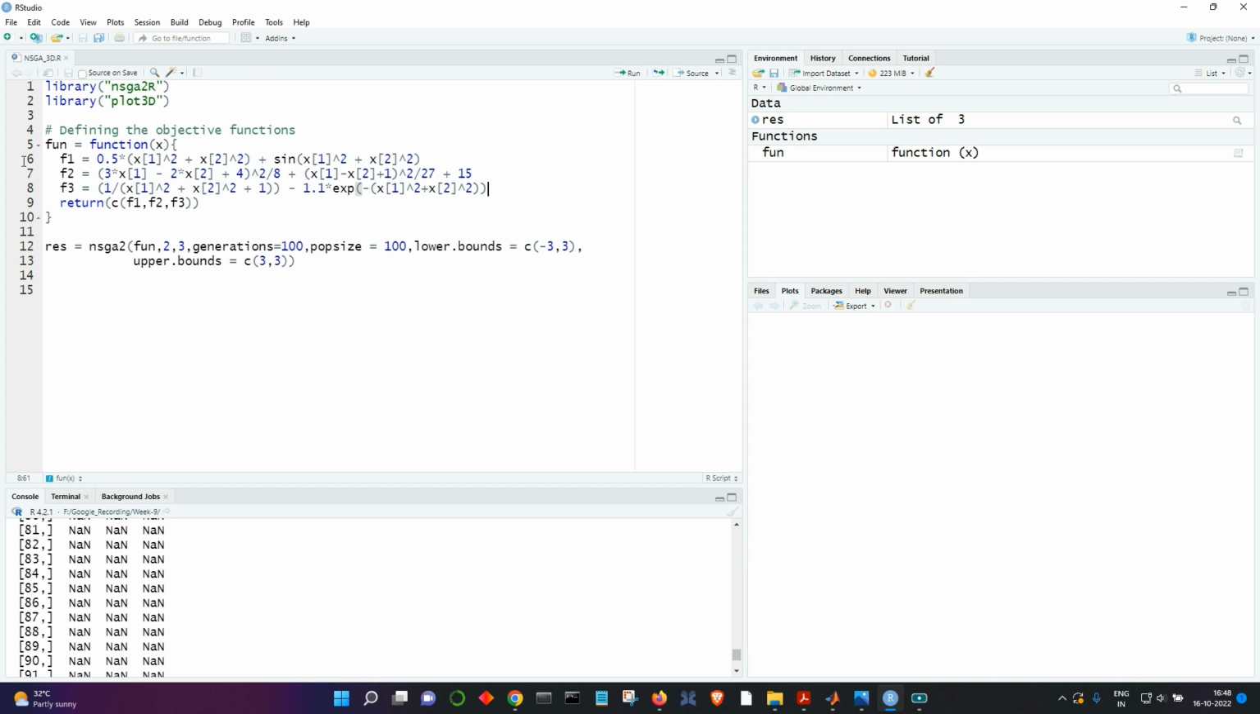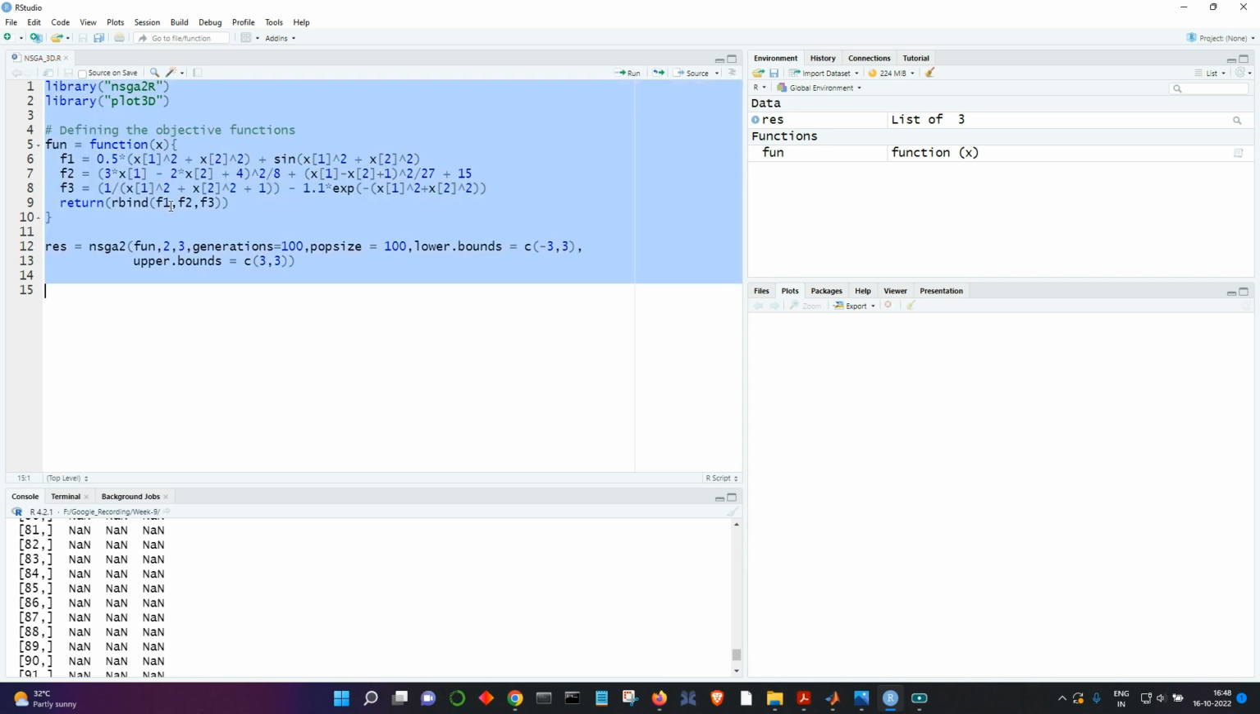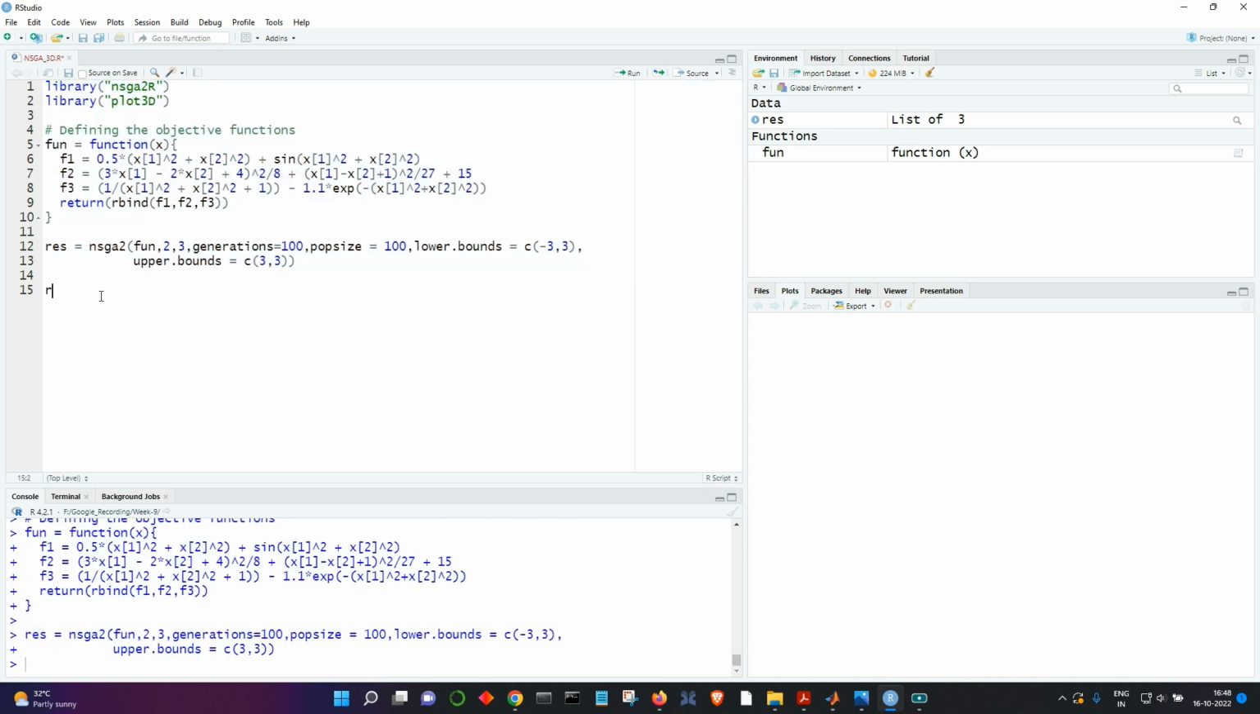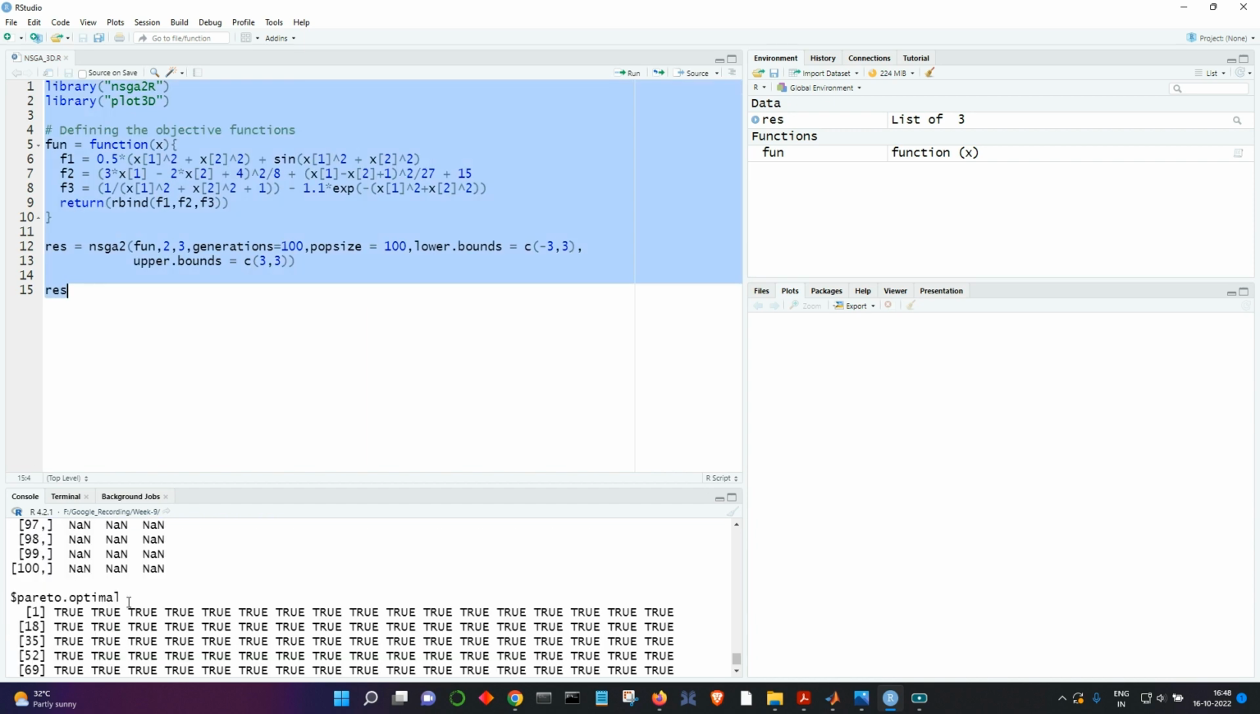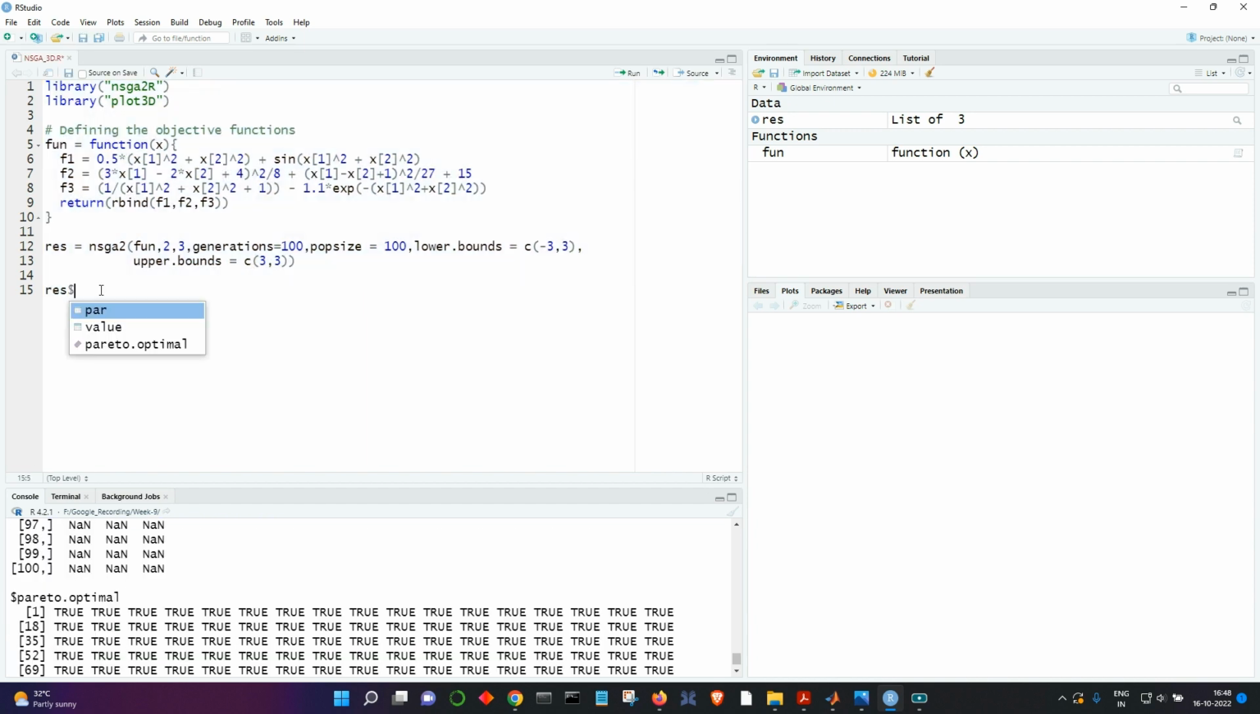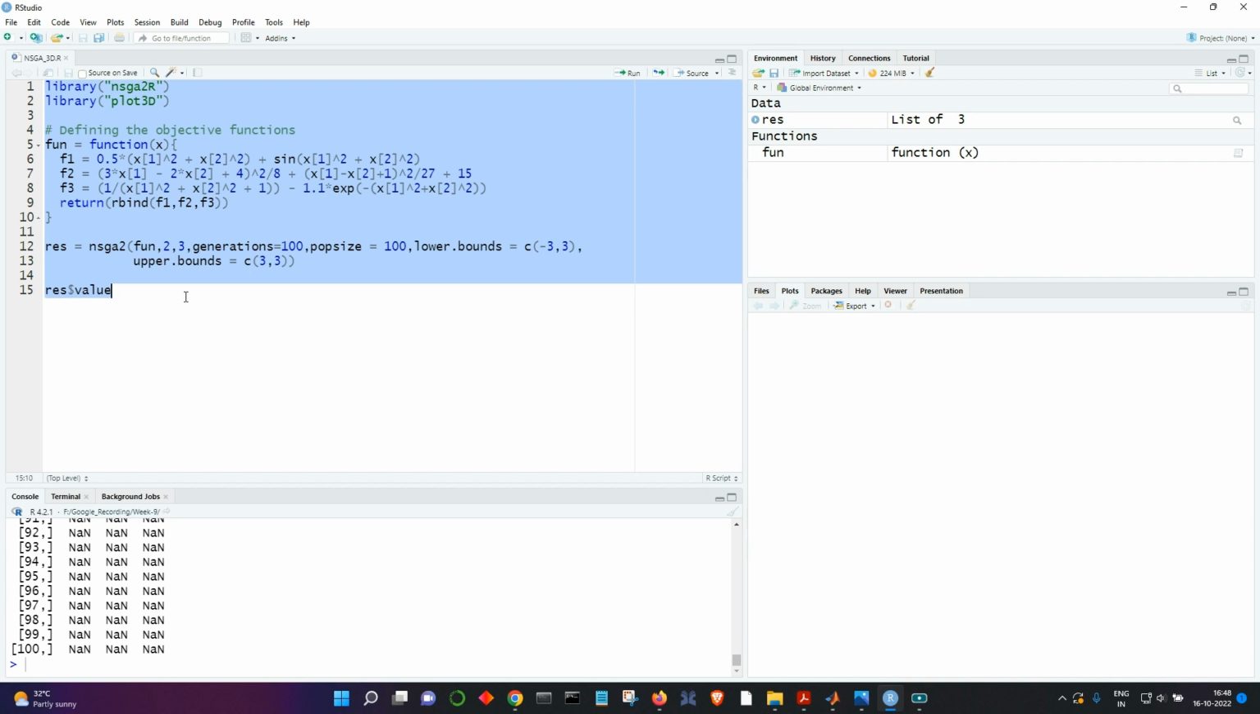Okay, what if I use rbind? I don't think this should be the problem. Let's keep rs here, c. Okay, rs values. Let's see what we are getting here. Control A, Control A, Control Enter. We are getting NaN. Again, lower bound is -3, -3.